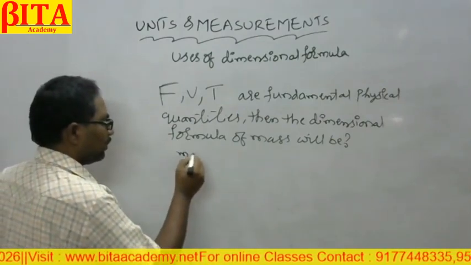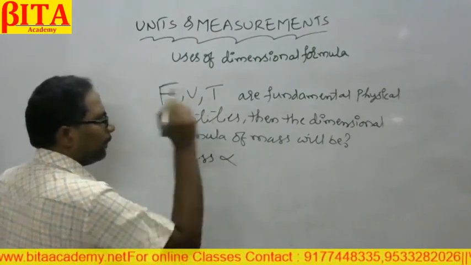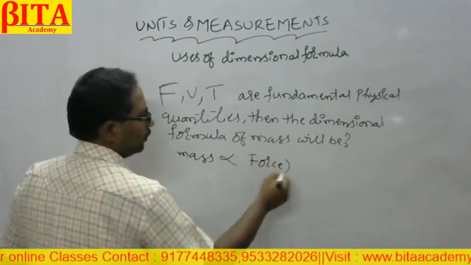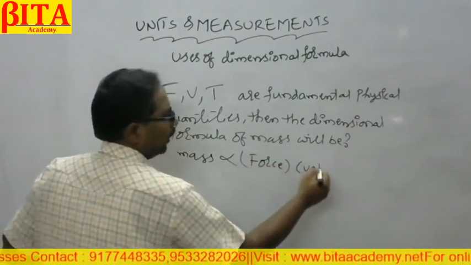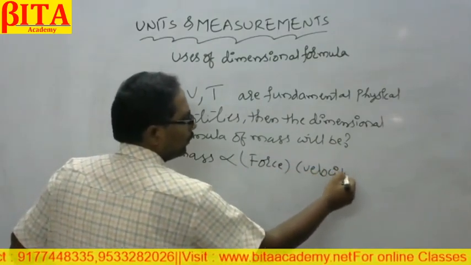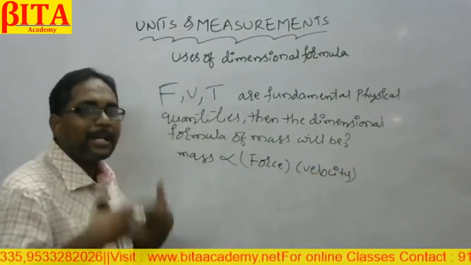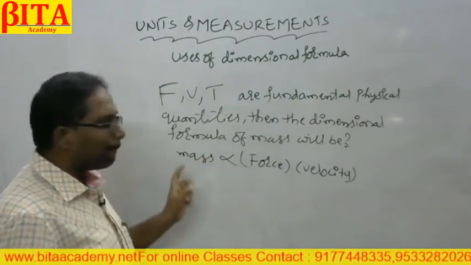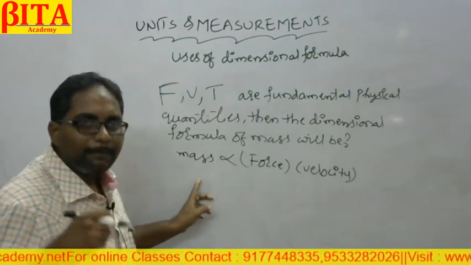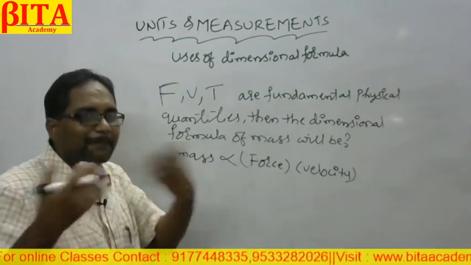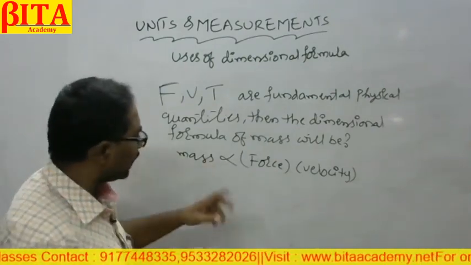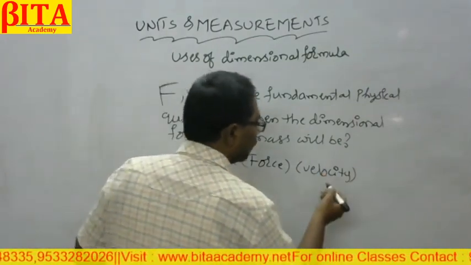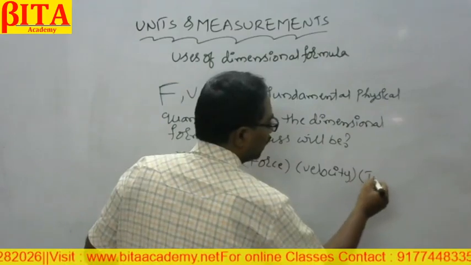Mass will be proportional to force, velocity, as we don't know how force, velocity and time will impact the mass. That means mass will depend upon force, velocity, time in what manner? As we don't know, I am writing it is proportional, that's it. So mass is proportional to force into velocity into time.